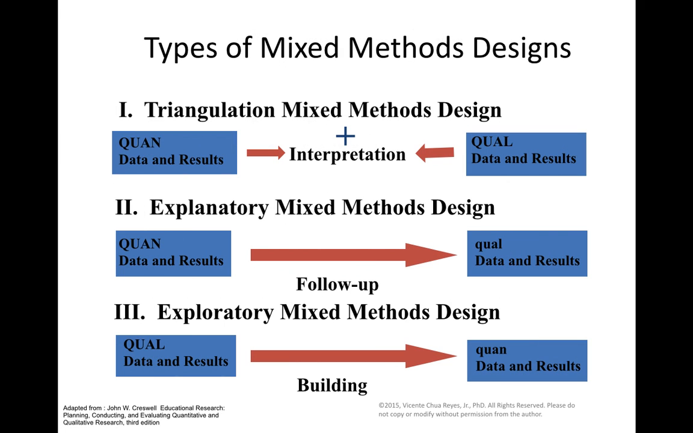This is the same description of the three designs in graphic form. Roman numeral 1 is triangulation mixed methods, so the interpretation happens at the same time for quantitative and qualitative approaches. Roman numeral 2 is explanatory mixed methods. You begin with the quantitative data and results, and then it's followed up by qualitative data and results. And then you have Roman numeral 3, exploratory mixed methods design. You start with qualitative data and results, and then you build on these findings and validate through quantitative data and results.